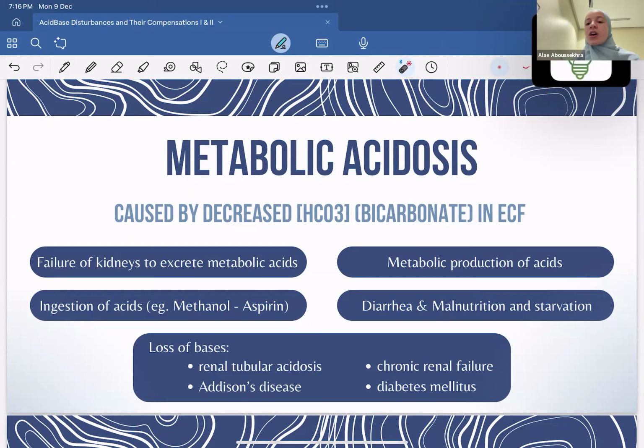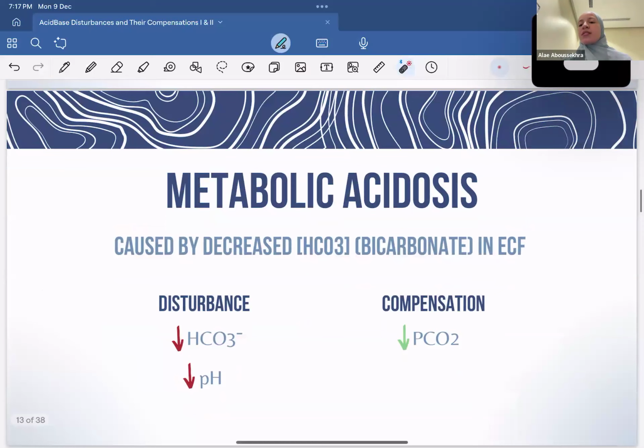Malnutrition and starvation. And loss of bases, like in renal tubular acidosis, chronic renal failure, Addison's disease, diabetes mellitus, where you have ketoacidosis. So all of these are going to lead to metabolic acidosis. And by the way, for these conditions, you don't need to memorize or know what each one is specifically. Just be able to recognize that this condition will cause this specific disturbance. But mainly focus on the disturbance and compensation. But let's get to that.